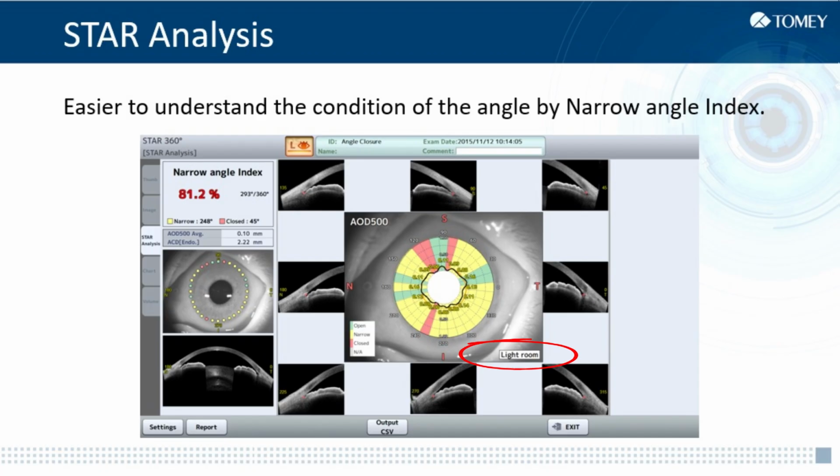In the center on the left side, the position of the SS is pointed on the anterior segment picture, and whether it is open, narrow, or closed is indicated using the same color coding as the chart in the center. Let's take a look at each one in detail from the next page.